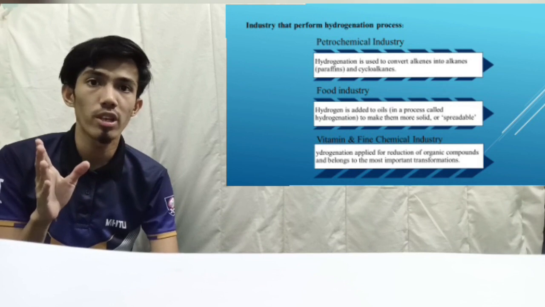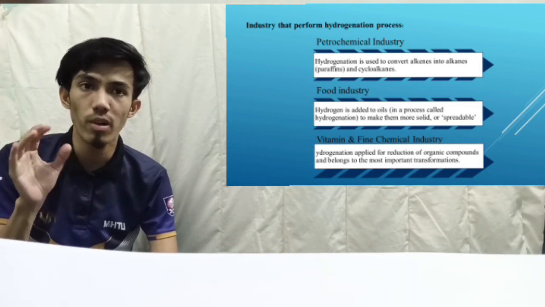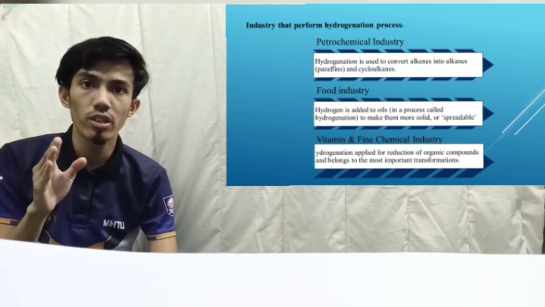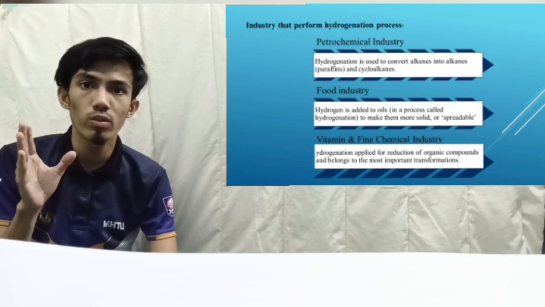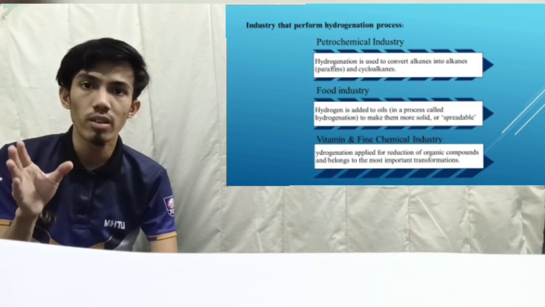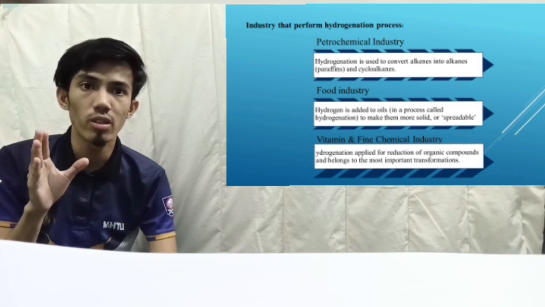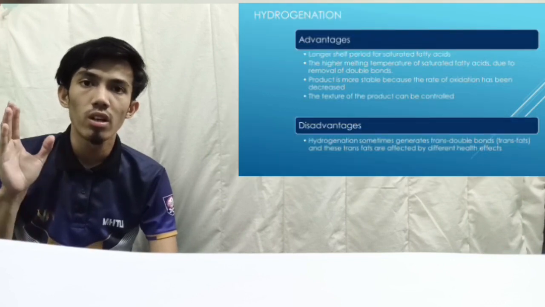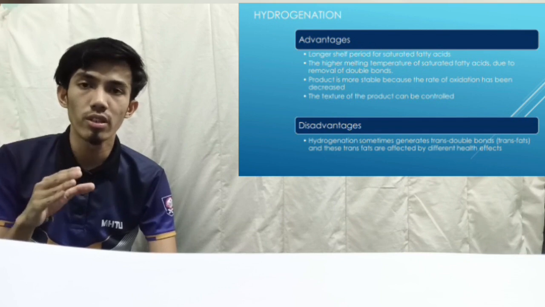First, the petrochemical industry. Hydrogenation is used to convert alkenes into alkanes, paraffin, and cycloalkanes. Food industry, hydrogen is added to oil in a process called hydrogenation to make it more solid or spreadable. Next, the vitamin and fine chemical industry. Hydrogenation is applied to the reaction of organic compounds and belongs to the most important transformations. So I will talk about the advantages and disadvantages of hydrogenation.